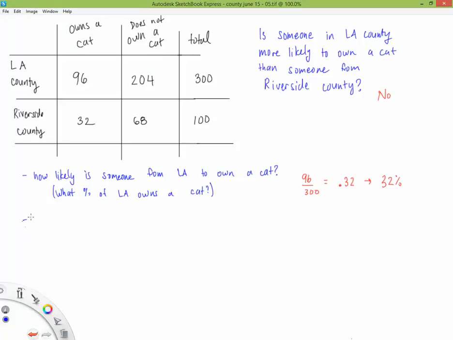Okay, and then we want to also answer how likely is someone from Riverside to own a cat. Okay, and so to answer that question, what fraction do we do? 32 over 100, and we also get 32%. Okay, so we see 32% of LA owns a cat, 32% of Riverside owns a cat. So is LA more likely to own a cat? No. Okay.